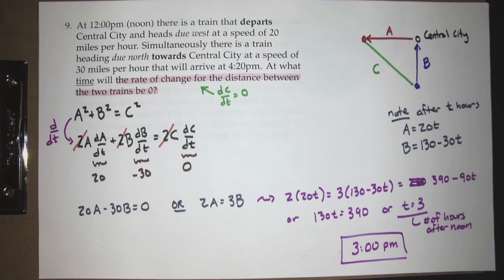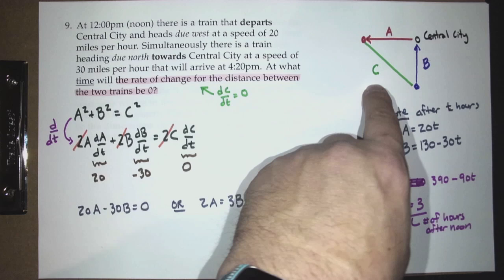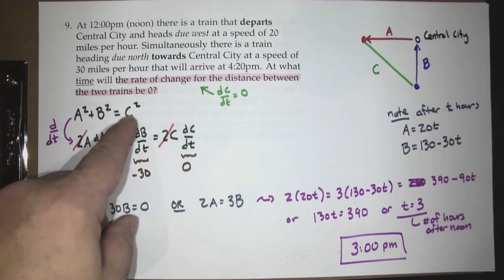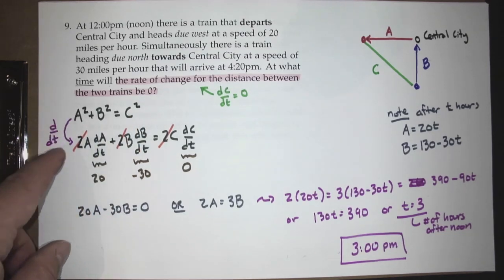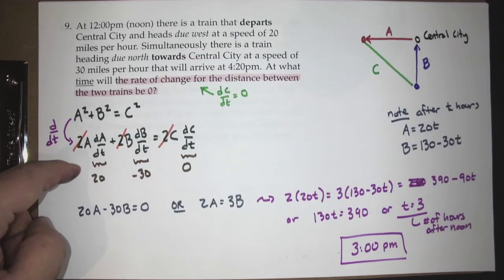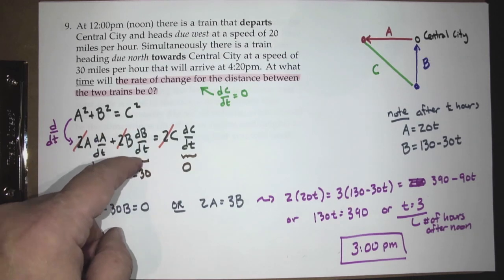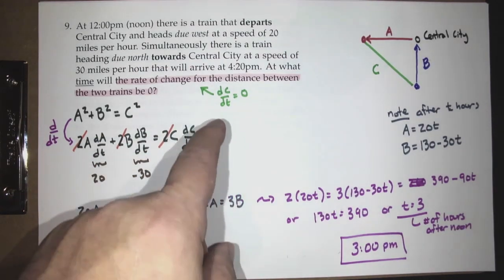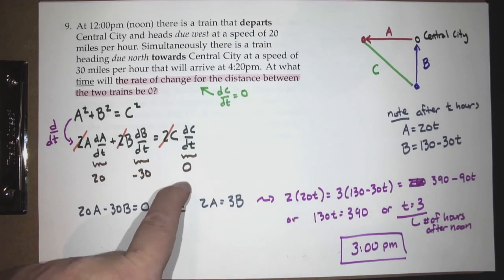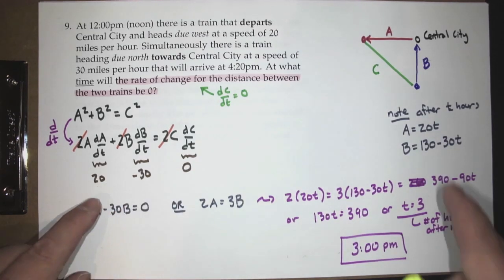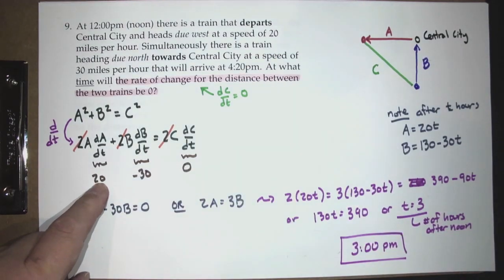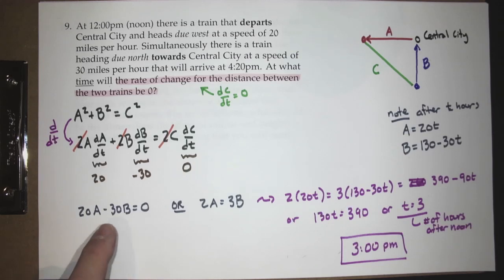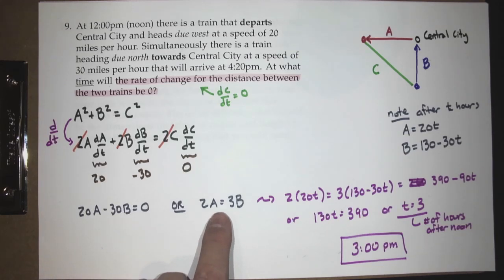Okay, so we have our a squared plus b squared equals c squared. And we say, okay, those are our three distances. They're all changing. Take the derivative: 2a dA/dt plus 2b dB/dt equals 2c dC/dt. All the 2's cancel. The dC/dt needs to be 0. We know how fast the trains are going. So A is increasing, so it's plus 20. B is decreasing, so it's minus 30. So you get 20A minus 30B equals 0. That says 2A equals 3B.